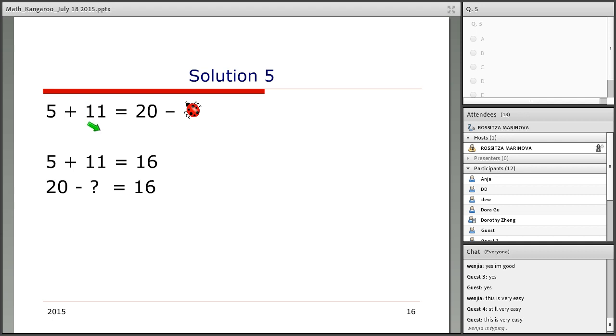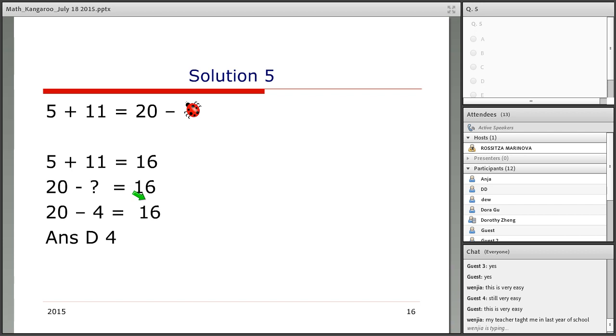Since it's an equation, both the sides should be equal. Whatever number is hidden behind this ladybug should be such number so that the answer should be 16. So 20 take away what gives you 16. You can use different strategies to find your answer. Maybe you want to count backwards from 20, or you could count upwards from 16 to 20. And yes, 20 minus 4 equals 16. Okay, so your answer over here is D4.